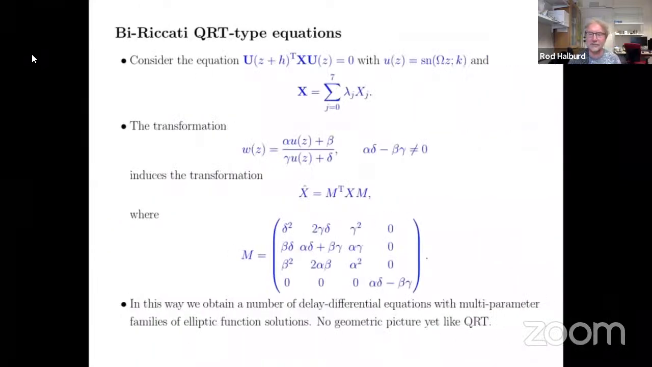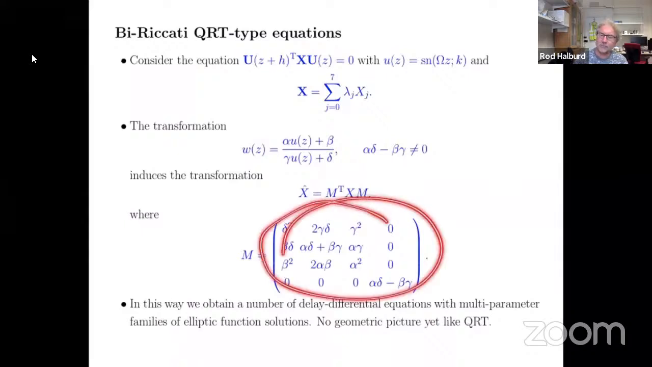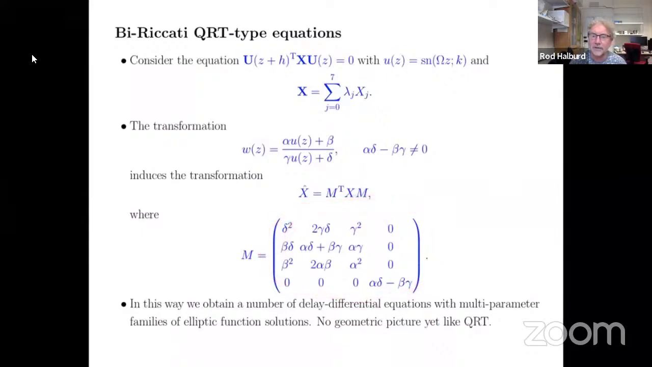So that's the special case where I have something solved in terms of Sn, but we were interested in having more general Möbius type transformations. Well, it's easy to see that the Möbius transformation acts on X in this way, where M is just some matrix of this form.